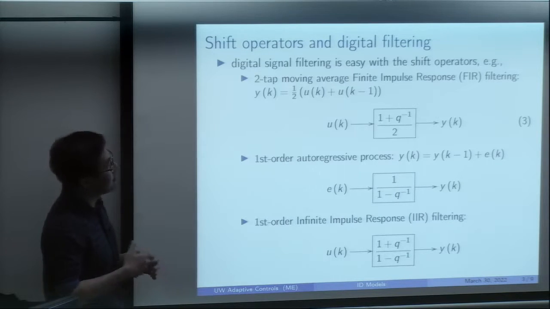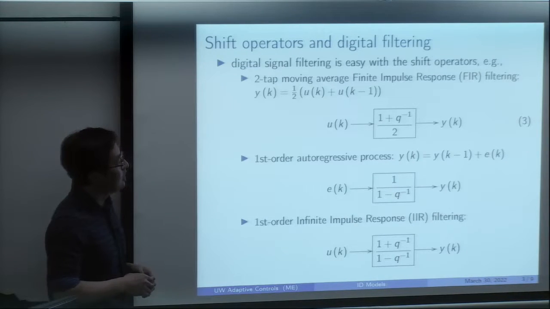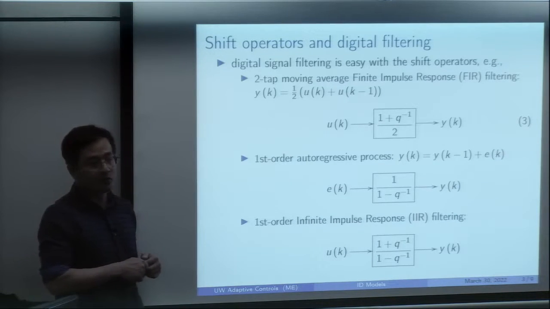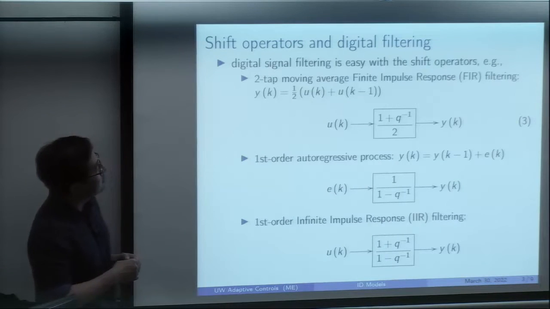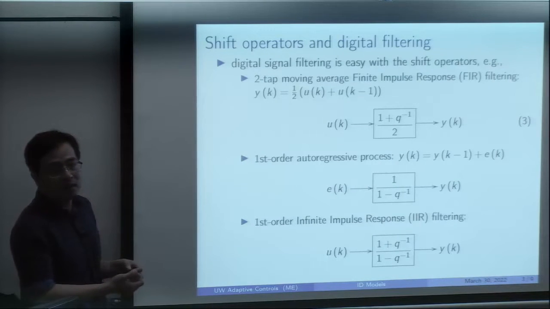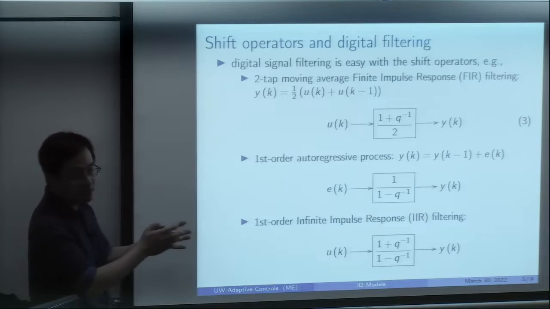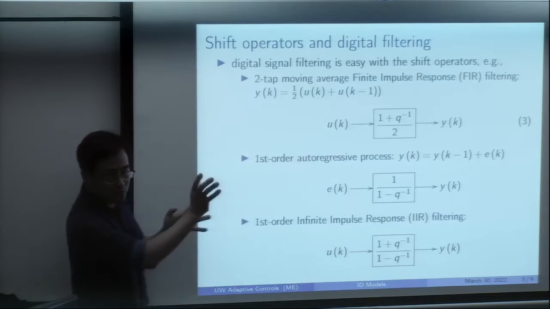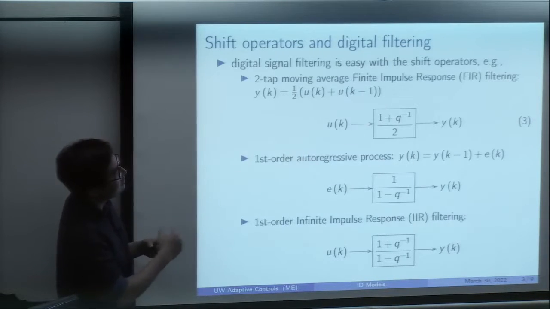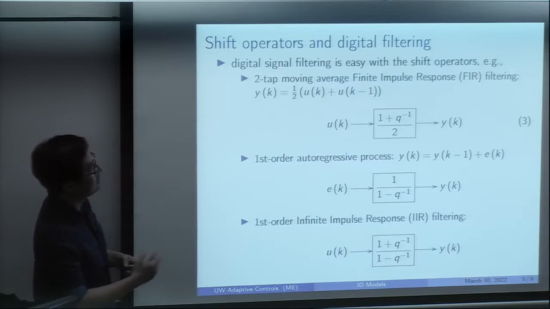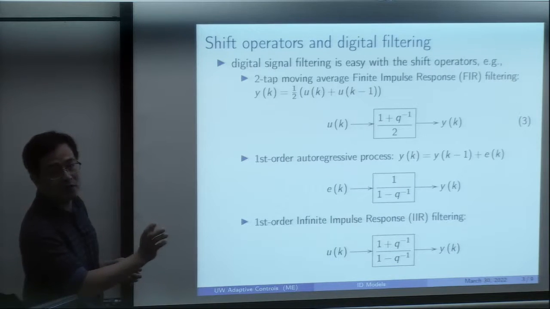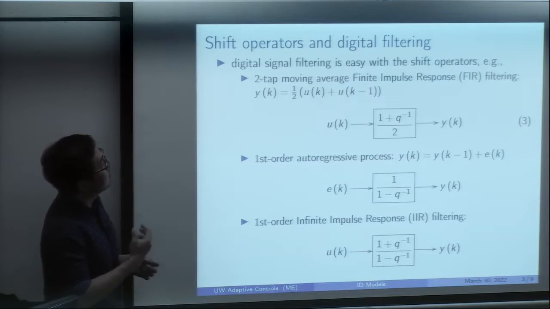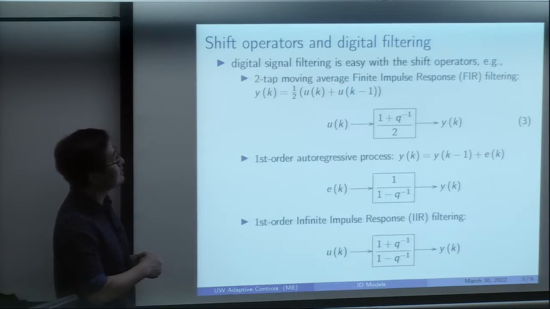Using shift operators makes it very easy to explain signal relationships. For example, a moving average filter, where y is u_k plus u_{k-1} added together and then divided by 2. So it's an average of the signal and it's moving, right? As k changes, y will be an average of these changing two values added together. So that's a moving average, very common in digital signal processing.